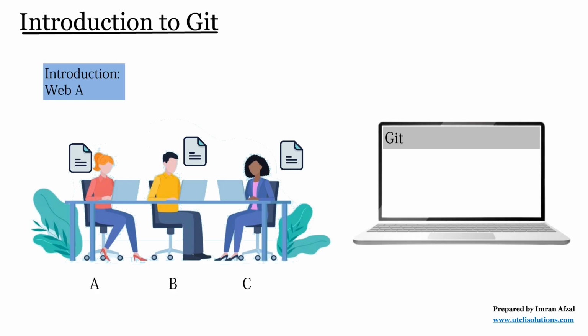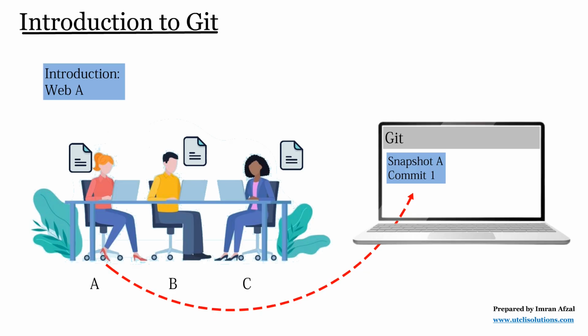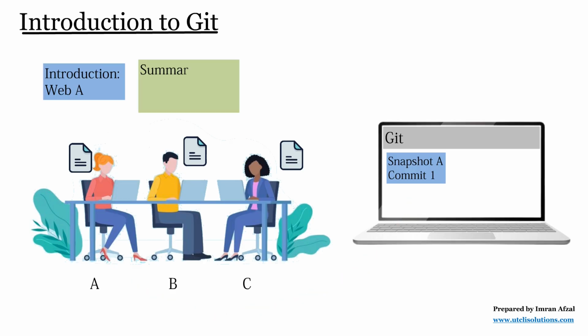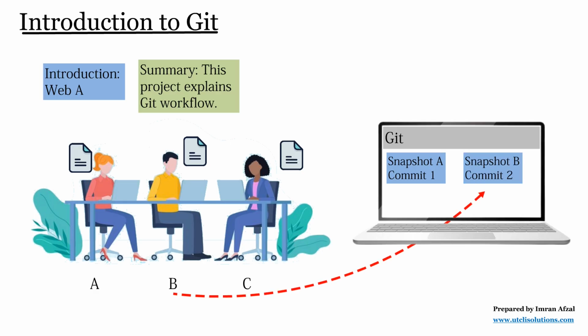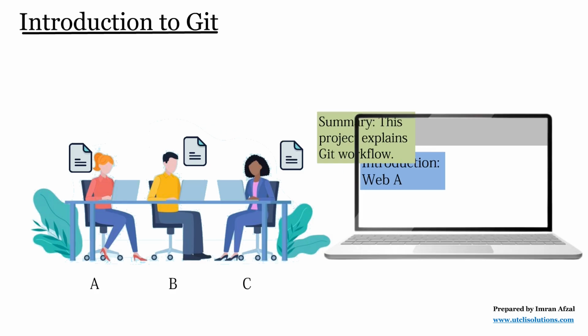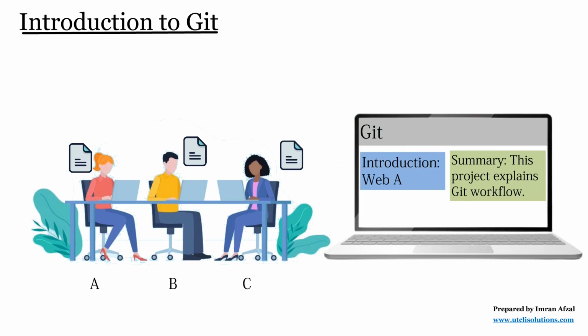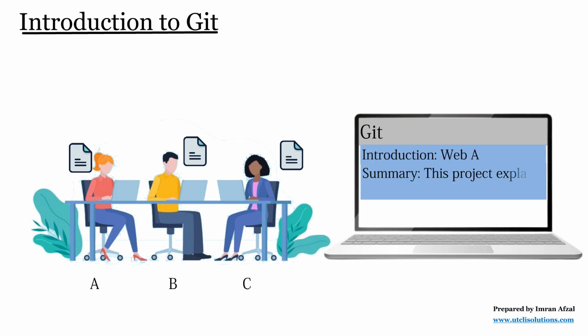When friend A finishes editing one part of the file, Git records those changes as a snapshot called a commit. At the same time, friend B may be changing another part of the same file, and Git also records that as another commit. Later, when both friends send their updates back to the main project, Git looks at both commits carefully and combines them together, making sure both sets of changes are included.